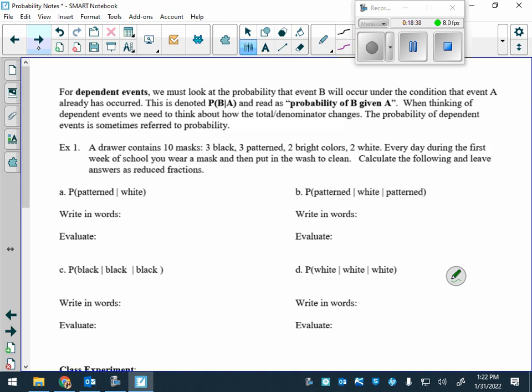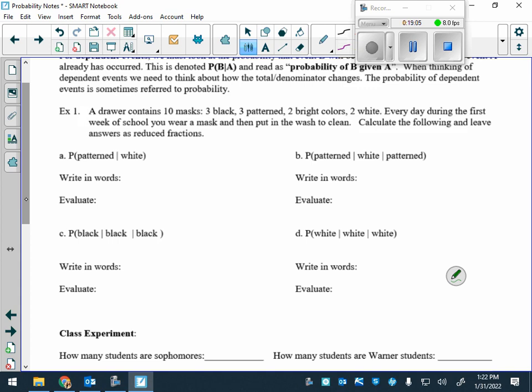So if you were given this notation, A is your first event, so that has already happened. B is what you're looking for. So when thinking of dependent events, we think about how the total or denominator changes, all right? So if we look at this first one here, a drawer contains 10 masks, 3 black, 3 pattern, 2 bright, 2 white. Every day during the first week of school, you wear a mask and then put it in the wash to be cleaned.